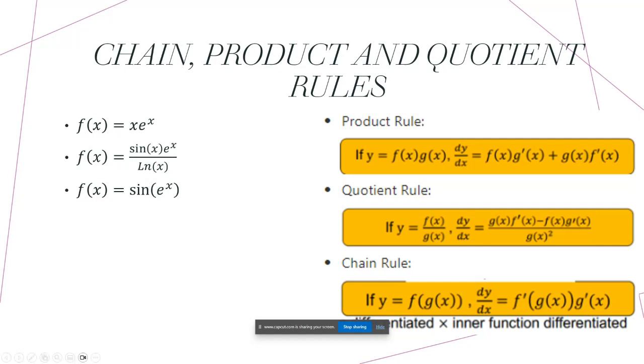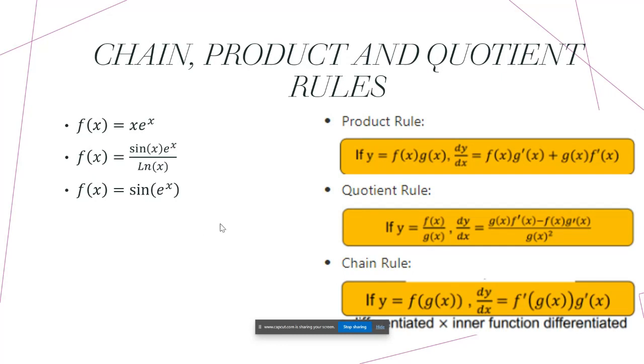Luckily, the screen is actually getting recorded, even if it's not being shared, so you can look at the recording later if you want. But can you tell me what is the derivative of sine e to the x?